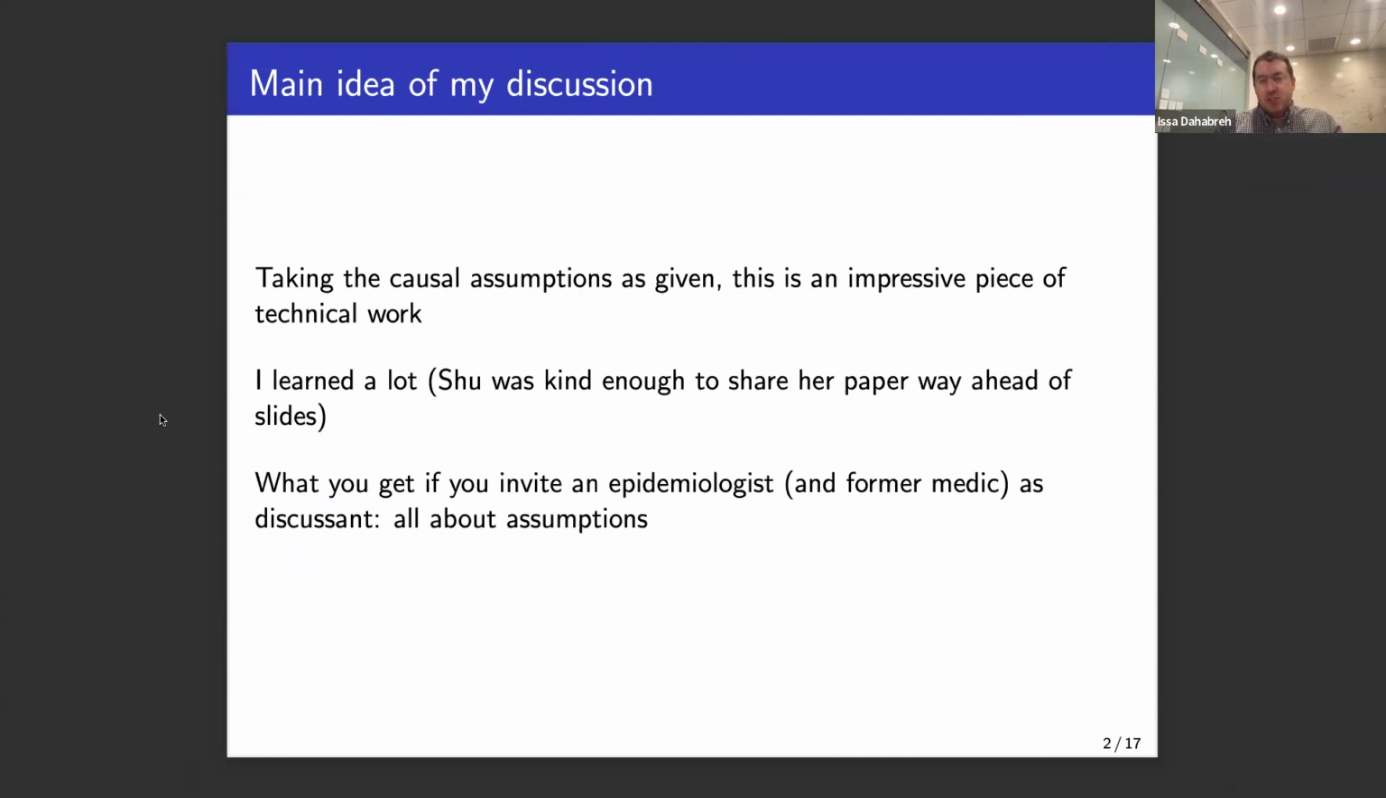Taking the causal assumptions as given, I think this is an impressive piece of technical work. I learned a lot working through it. And again, Shu was very kind in sharing way ahead of time.